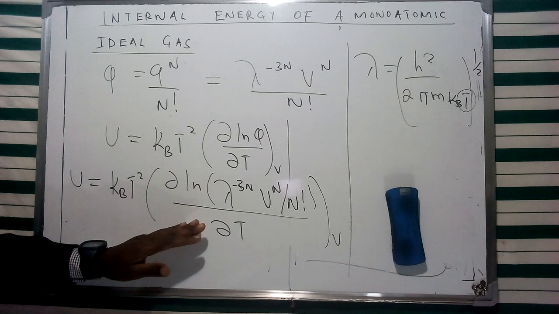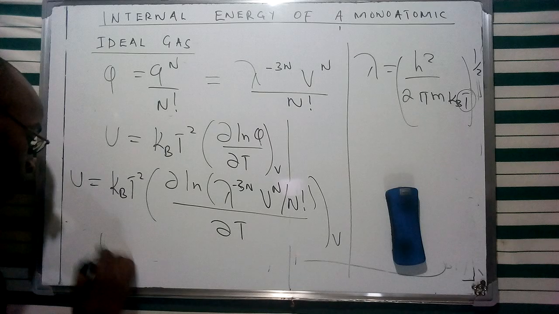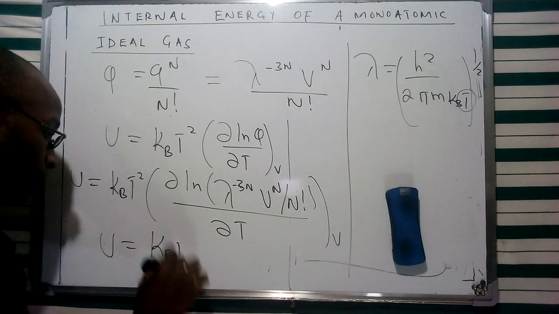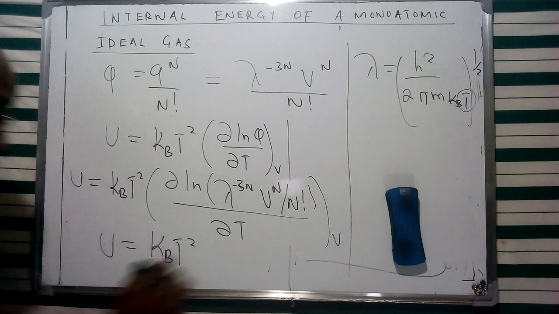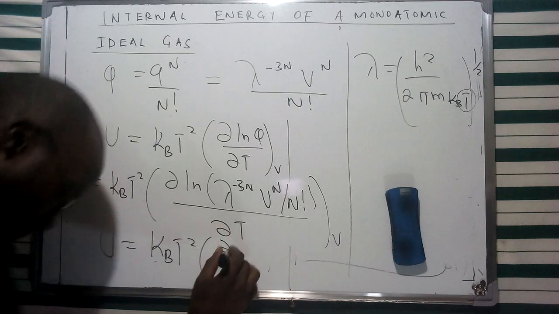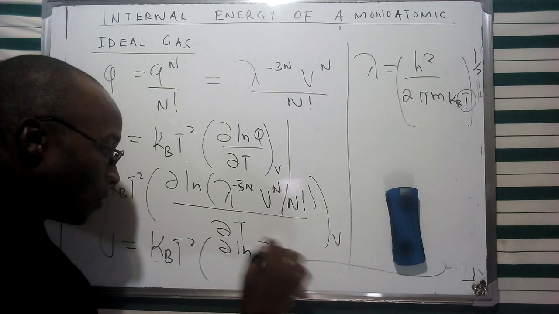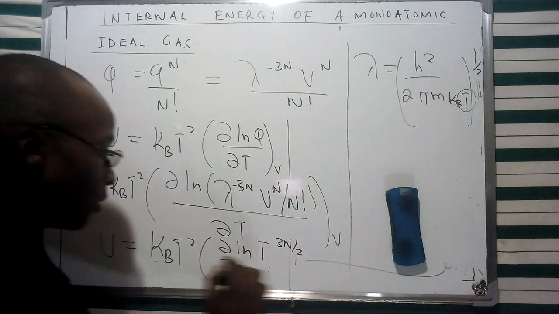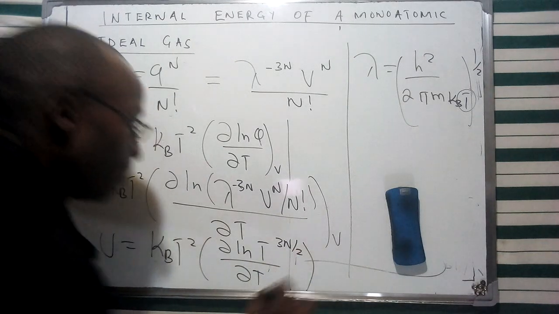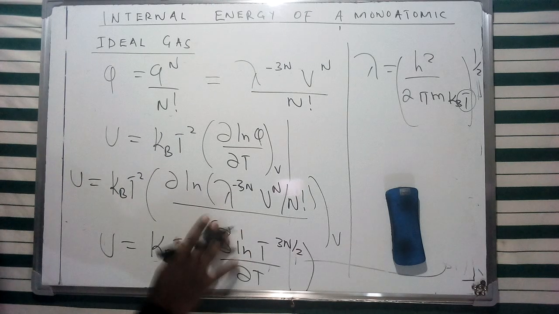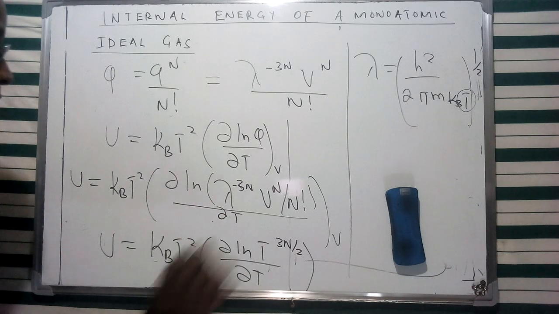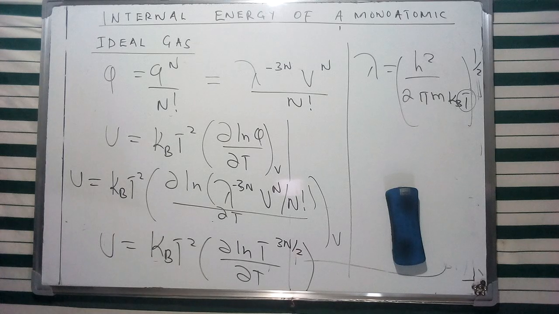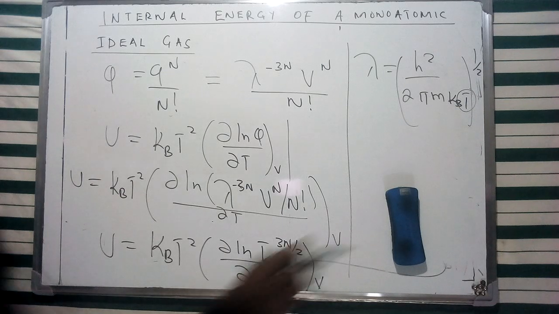Therefore, trying to reduce this formula with respect to temperature through the process of logarithms, we are going to obtain the value of kB T squared, given in terms of the partial derivative of the natural log of T, 3n over 2, over dT. So this involves different laws of logarithms, and they assist us in reducing this formula to that level. This is under constant volume.